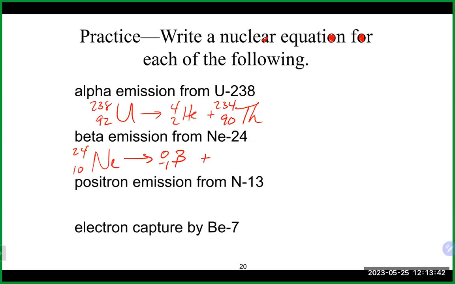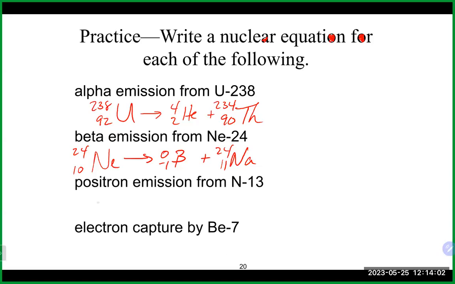Again, because this is minus 1, we actually have to go up to 11, right? Because 11 plus minus 1 is 10. So we do need to go to 11 on this side, and that will be sodium on the periodic table. And once again here, 24 minus 0 will get us 24 in this case.